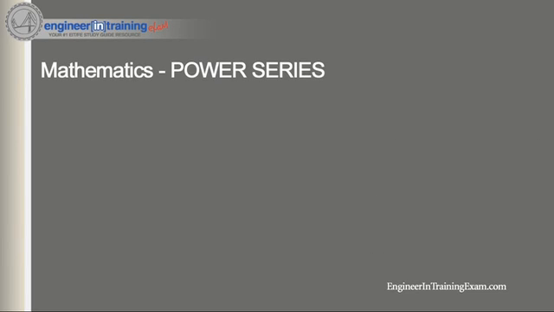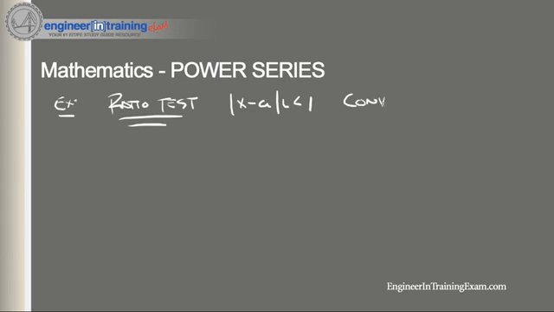So let's look at another example here. Just remember that the ratio test tells us that when the absolute value of x minus a times that limit is less than 1, then the series converges. When it is greater than 1, that series diverges.